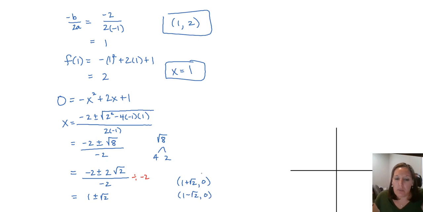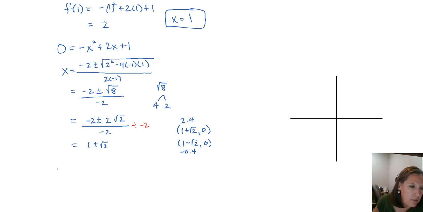Those are not values that most students are familiar with, so let's go ahead and look at a decimal approximation to be able to graph that. And those decimal approximations are 2.4 and -0.4, just to give us an idea on that graph. And then our last step is to find our y-intercept. And that's going to be -0² + 2 times 0 + 1. So we get a y-intercept at 1.